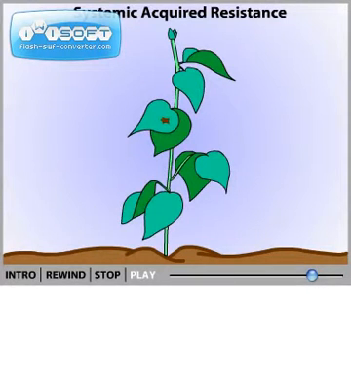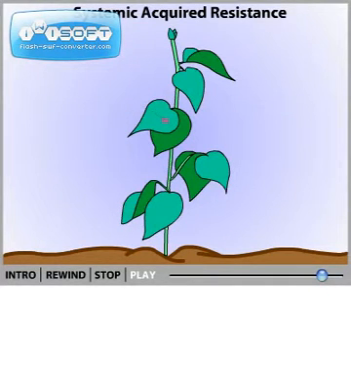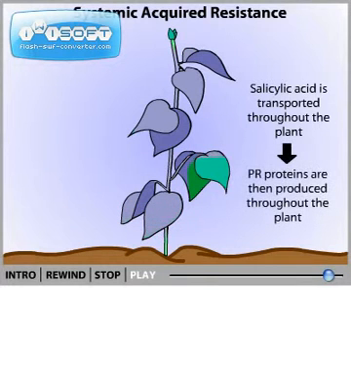In one model for how this occurs, a compound similar to aspirin called salicylic acid is produced during the hypersensitive response. In the model, salicylic acid is transported from the infected tissue to the rest of the plant body. Salicylic acid induces cells throughout the plant to produce PR proteins, which then lie in wait to kill any pathogens that might enter the plant. These PR proteins immunize the plant against a variety of pathogens.